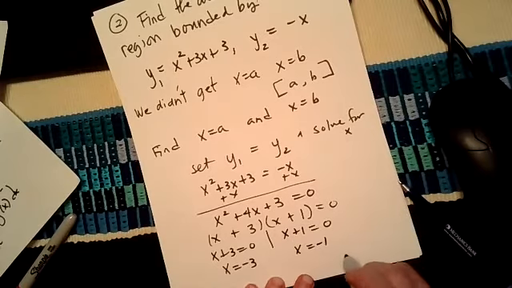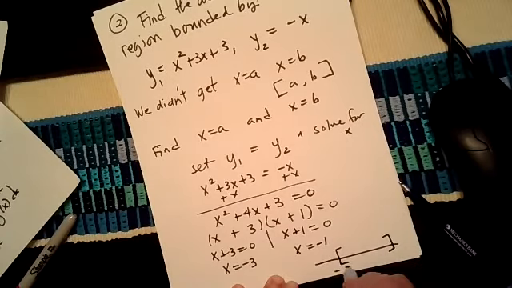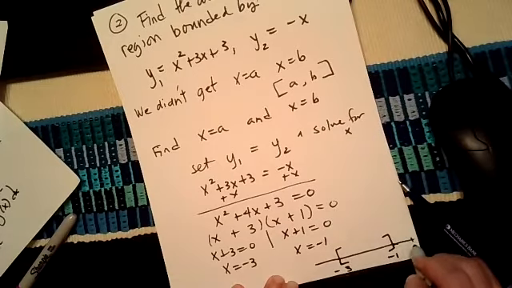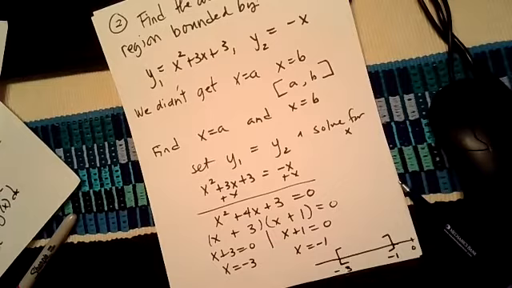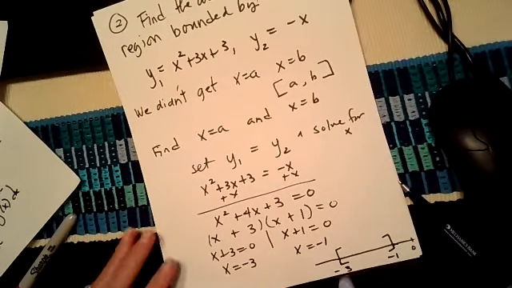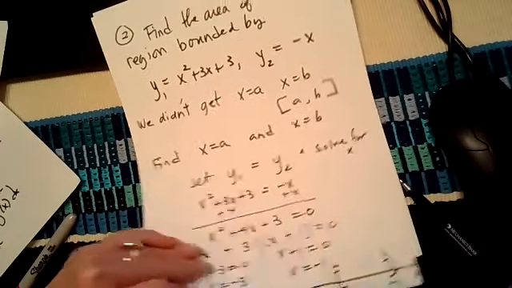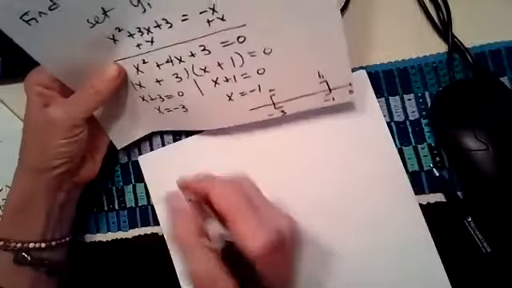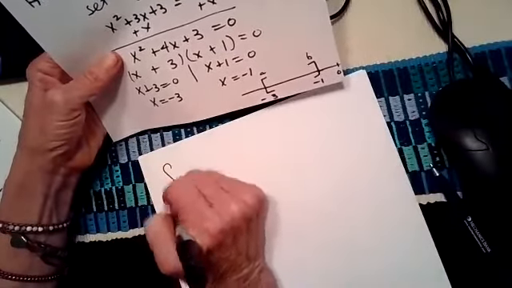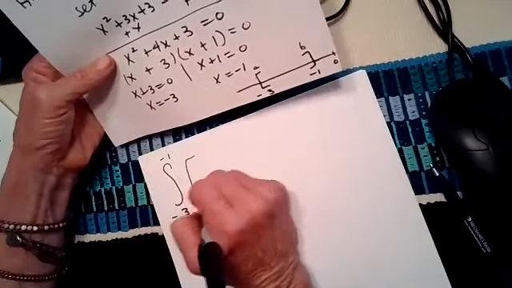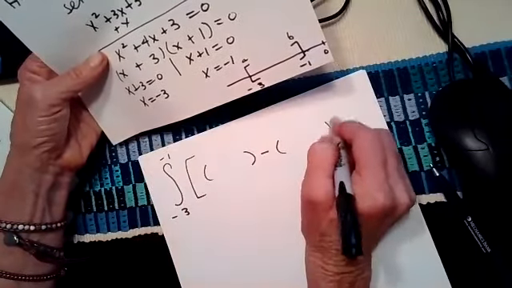So remember, my interval is from negative 3 to negative 1, because here is 0, negative 1, negative 2, negative 3. So negative 3 comes first. So that's my interval. Okay, so now I've got my x's. And this is the smaller one. This is my a, and this is my b. Okay, so I'm going to integrate from negative 3 to negative 1, and I'm going to do my top function minus my bottom function.